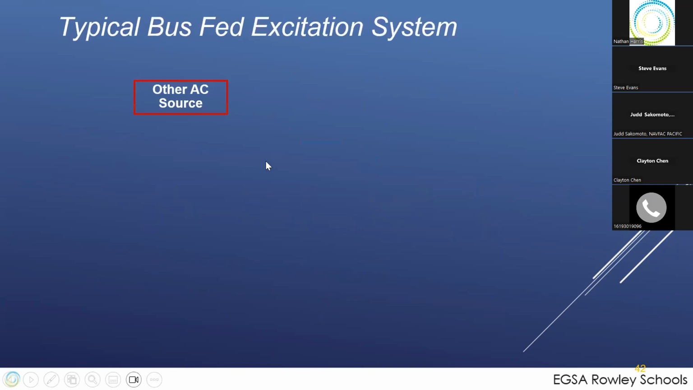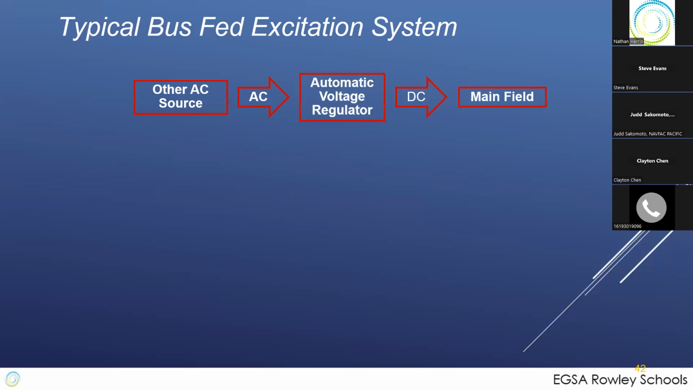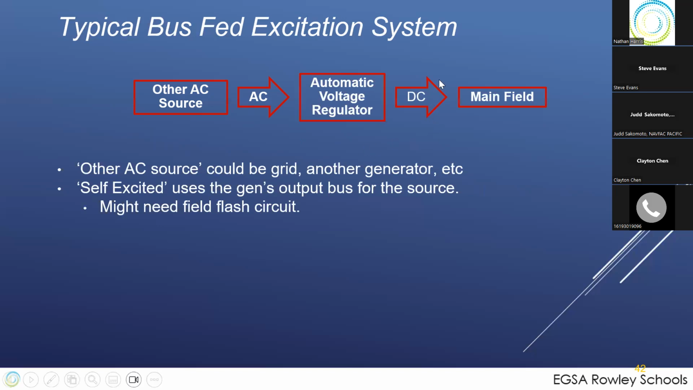And now we've got a typical bus fed excitation system. It would be some other AC source, and it could be another generator, it could be utility, it doesn't really matter, just some other AC source feeds an AVR, which produces DC, which feeds the main field. And of course, your brushes are right in here, this last link before the main field. Lots of amps, low voltage. I've seen these exciters be a wall full of cabinets you walk into. They can be quite large in large power generation equipment. You might need a flash circuit in some cases to get them started. Lots of amps. And again, why would you do this? It comes down to your response time.